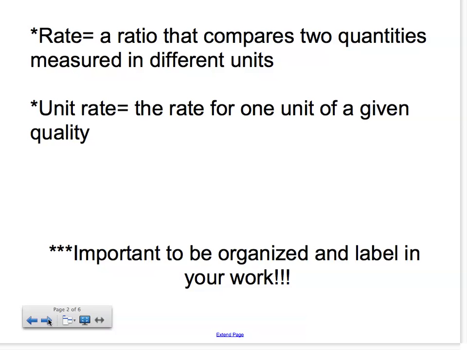So, the first vocabulary we have is unit rate. A rate is a ratio that compares two quantities measured in different units. Last unit in section 5.1 we talked about what a ratio was. This unit we are talking about what a rate is, a ratio that compares two quantities measured in different units. For example, when you're driving a car, you want to know how many miles per hour you are going. These are our different rates, two different units, miles per hour, okay?